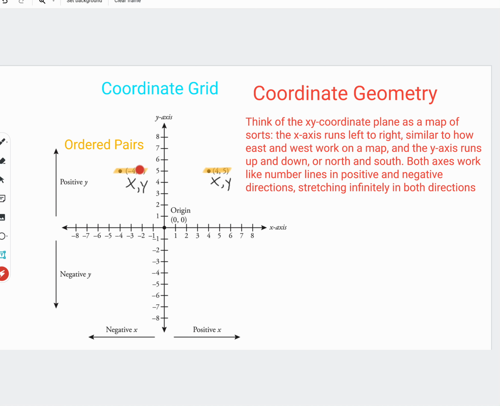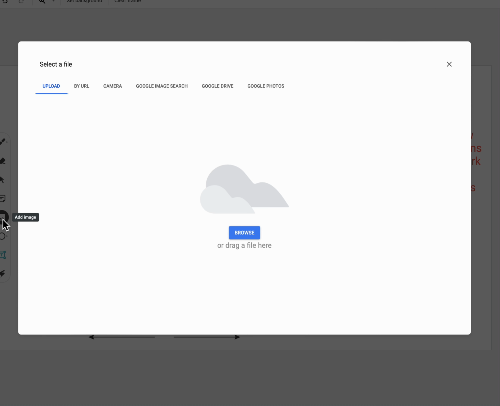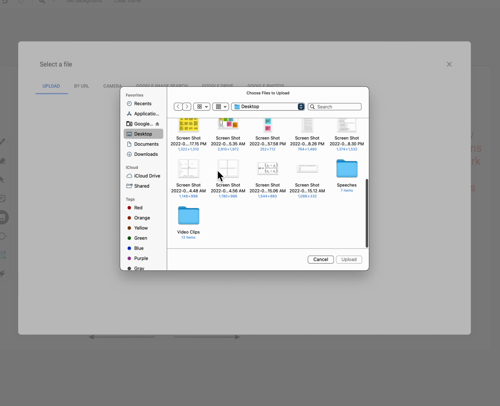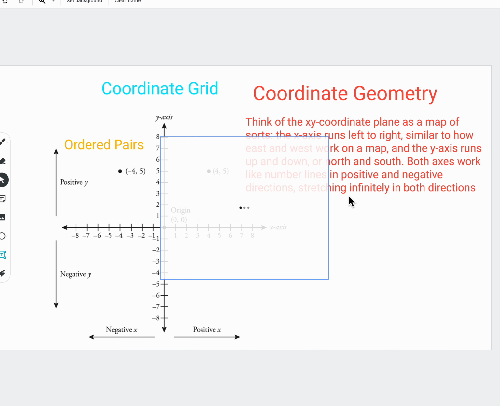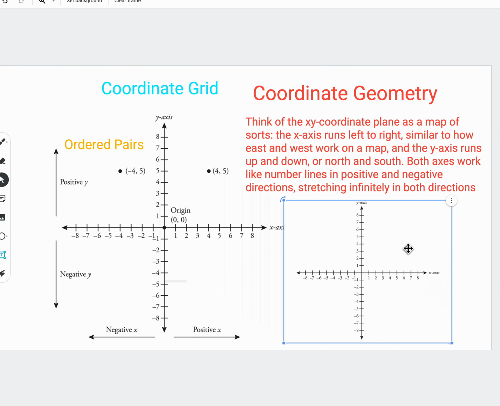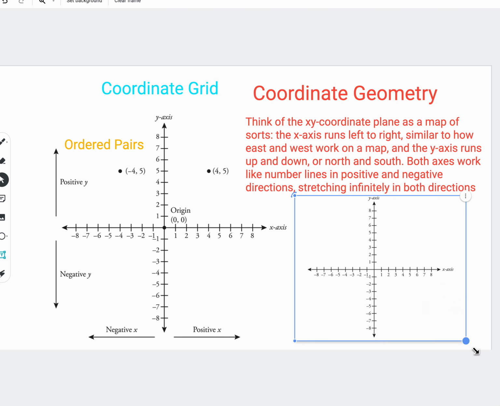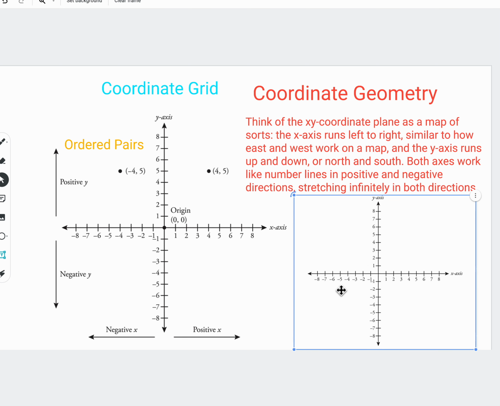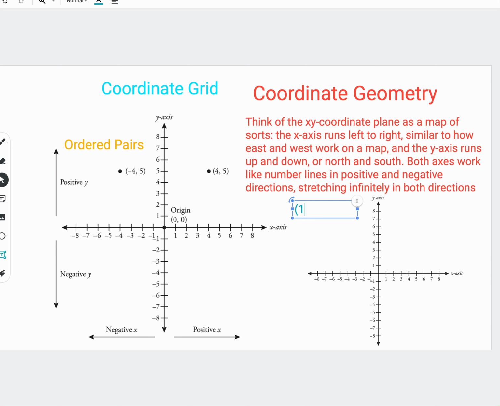Now, let's try to plot some of our own points. Let's plot the point. The ordered pair here will be 1, 7. That's positive 1 for the x-axis and positive 7 for the y.